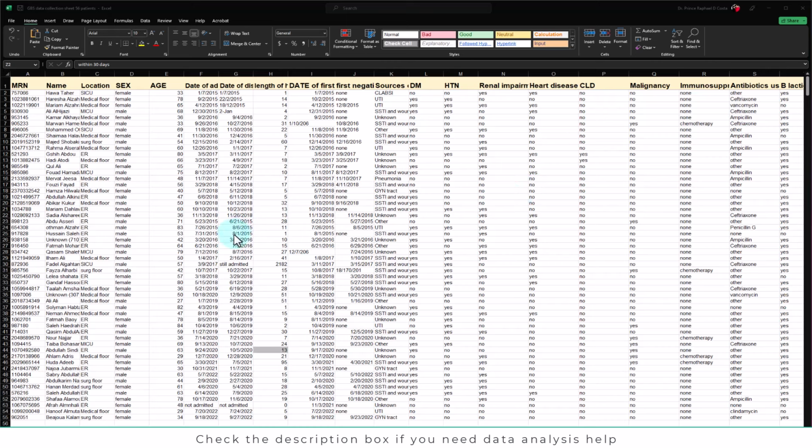This is an Excel data sheet, and an associate professor of infectious disease from the Kingdom of Saudi Arabia gave me this data sheet to analyze and produce some statistically significant results so that she can publish it in her next research paper. Basically, she is targeting a high-level journal.